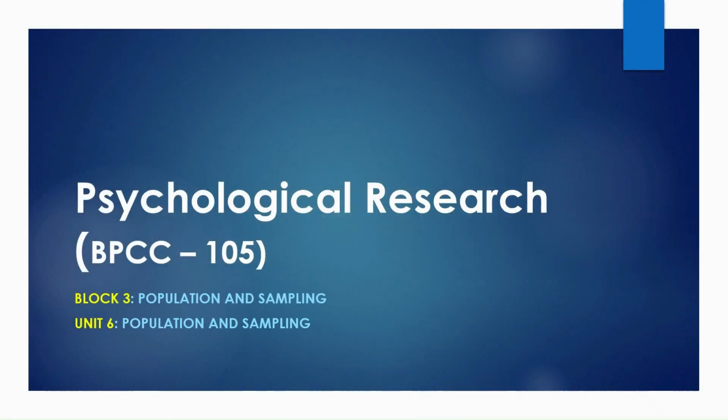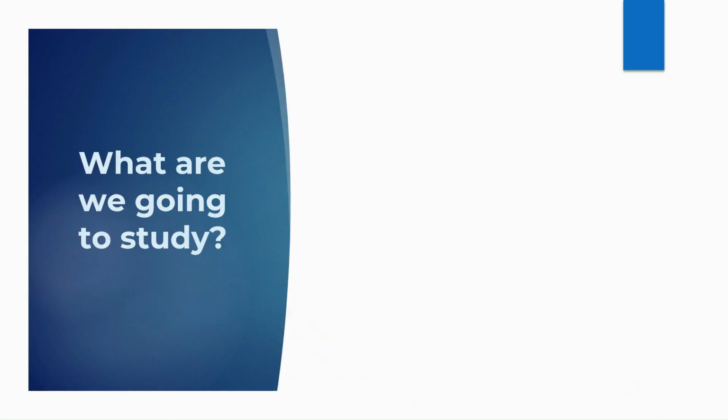In this video, we are going to do block 3, which is population and sampling. Within block 3, we have the first unit, which is unit 6 of the same title, population and sampling. Let's see what all we are going to cover in this video.